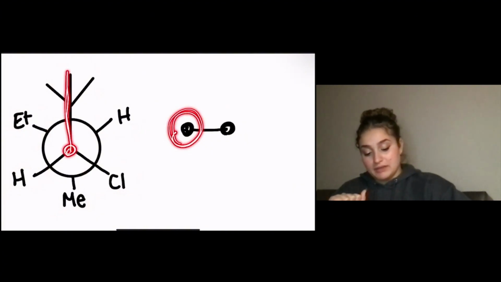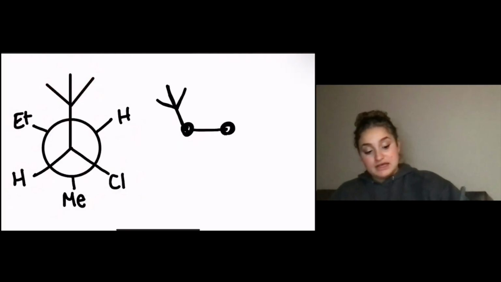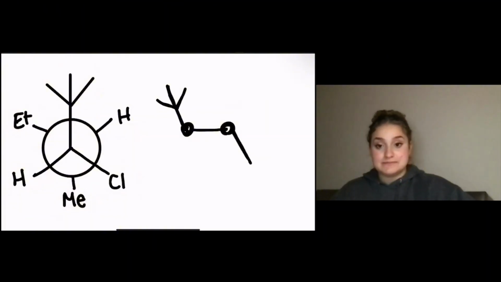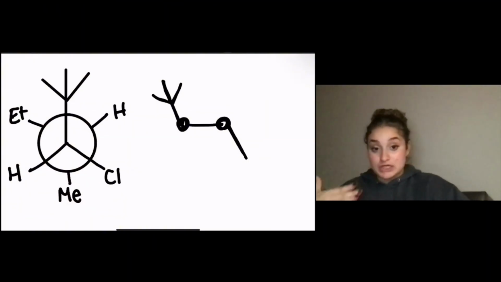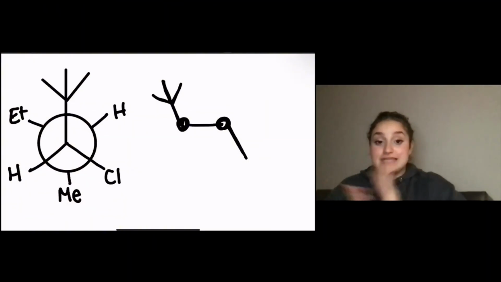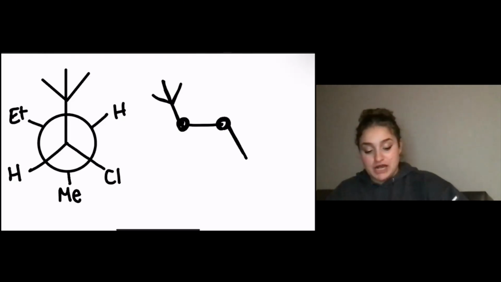In plane with this front carbon, coming up off of it, I have a tert butyl. This back carbon, coming straight down off of it, I have a methyl group. So I'm going to just indicate that like this. Just to be sure I am transferring this right, always count your carbons. Please always count your carbons just to double check.